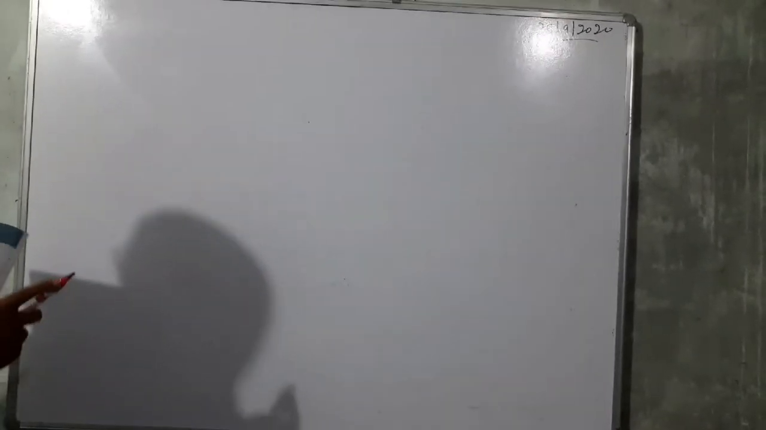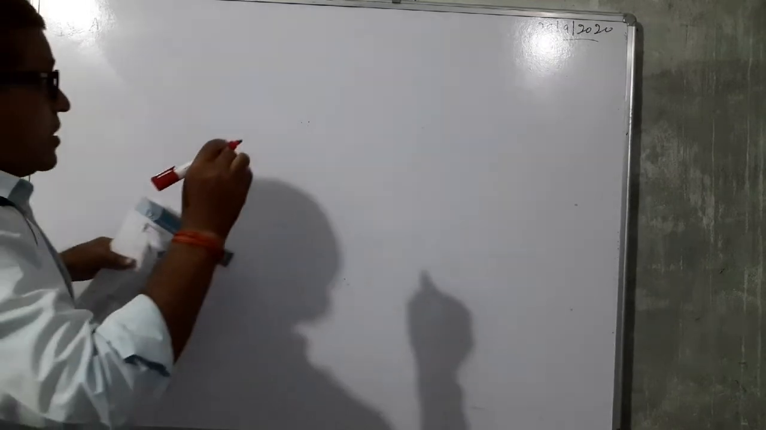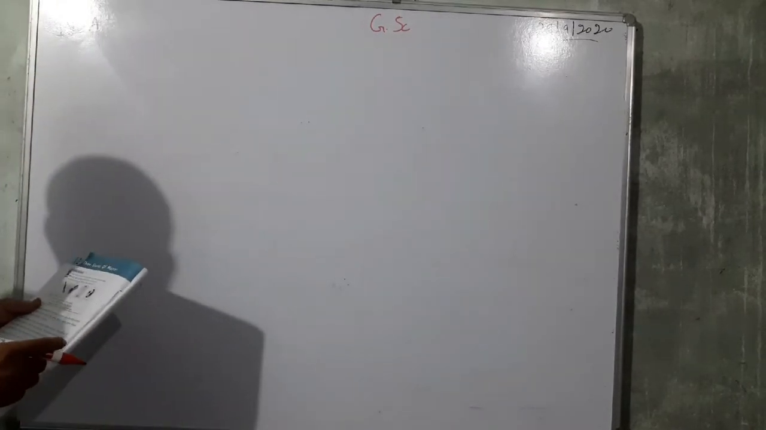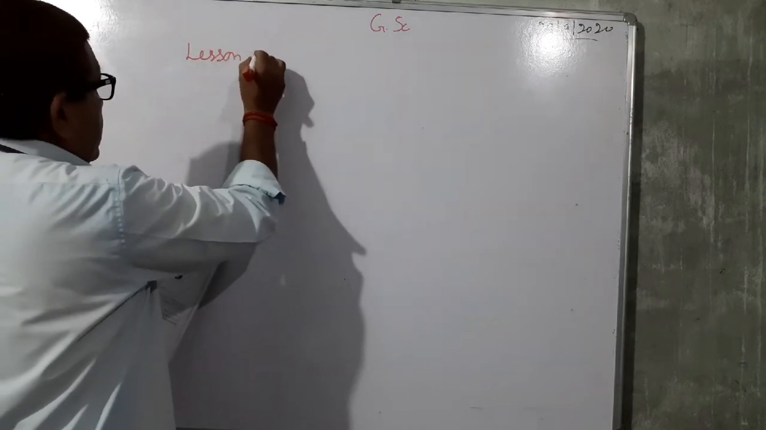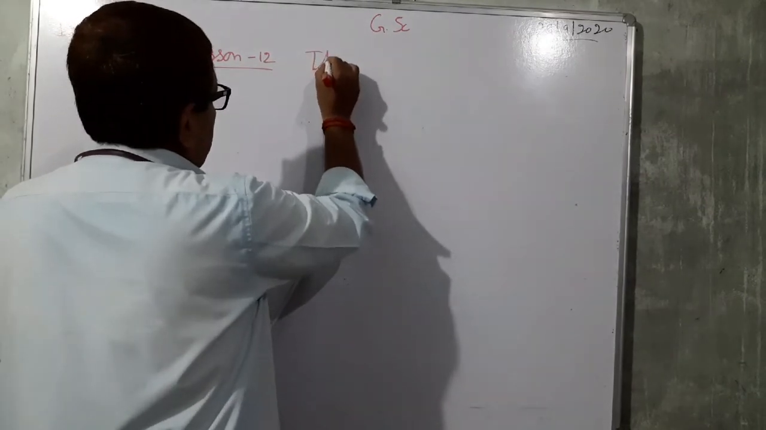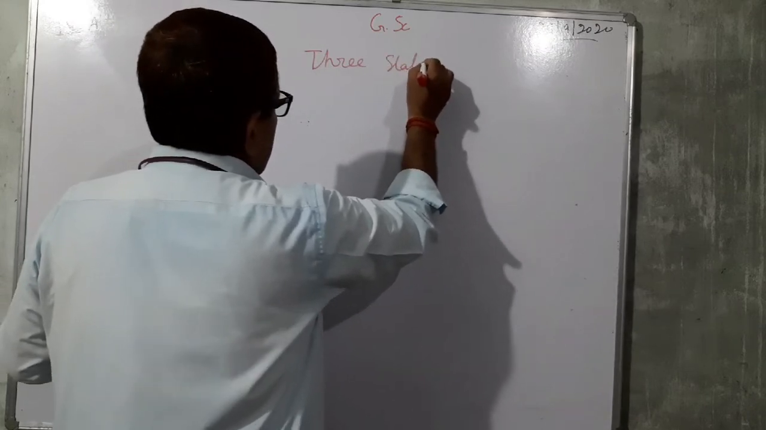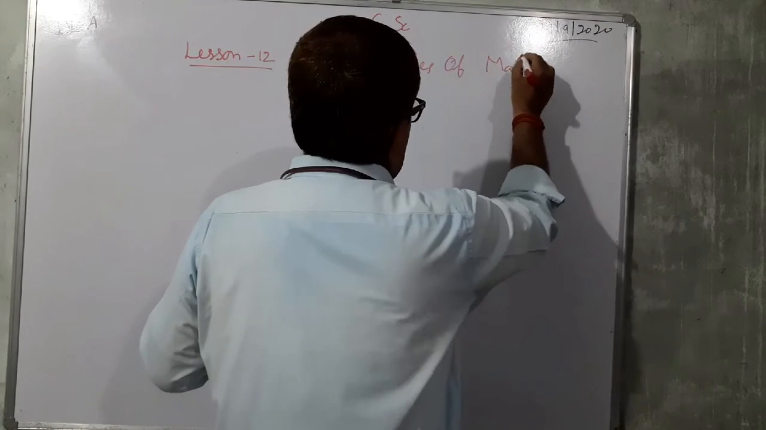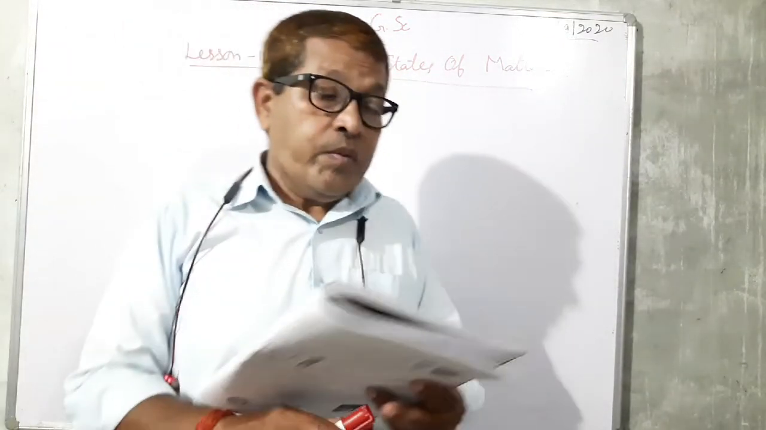Now class 4th A. Subject is GSC. We are studying lesson 12, Three states of matter. We are studying three states of matter.